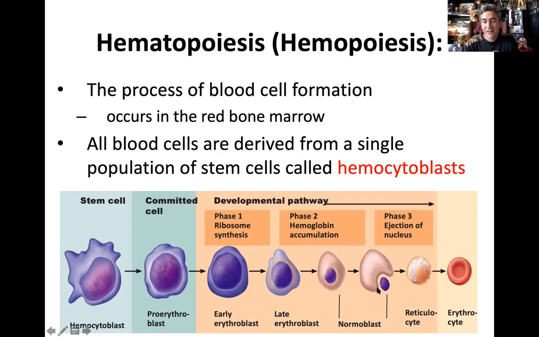I want you to kind of look at this part right here. Hope you see this is kind of weird. We say this is the phase of the nuclear ejection. So we're getting rid of the nucleus at this point, which leads us to the reticulocytes, and then finally our erythrocyte. Erythrocyte, fancy way of saying the red blood cell.